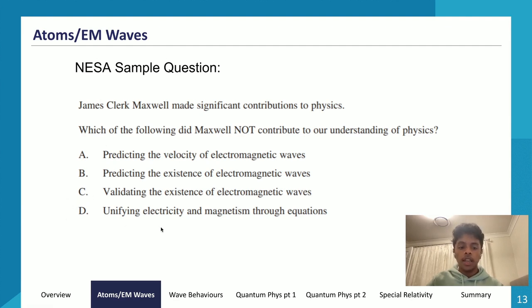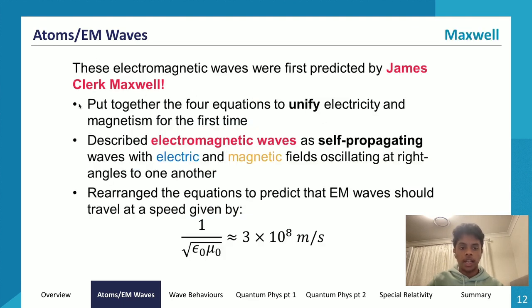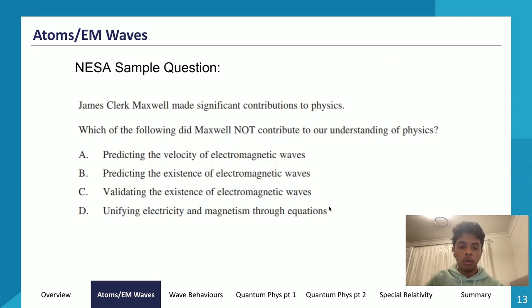Did he unify electricity and magnetism through equations? Well, if we read our first dot point on the previous slide, he put together the 4 equations to unify electricity and magnetism to obtain what we now know as the laws of electromagnetism. So did he do that? Well, he did. So he did option D, option B, and option A, but he didn't do option C. What he didn't contribute to our understanding of physics was validating the existence of electromagnetic waves. All he did was predict the existence of them. So our answer for this is option C.